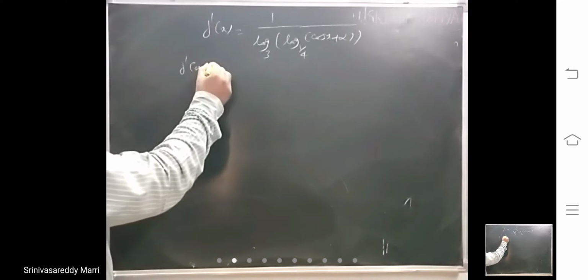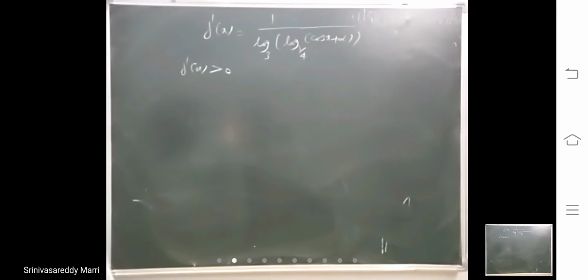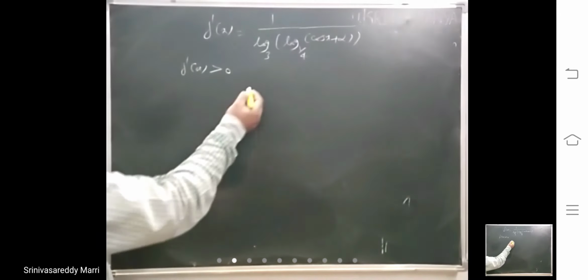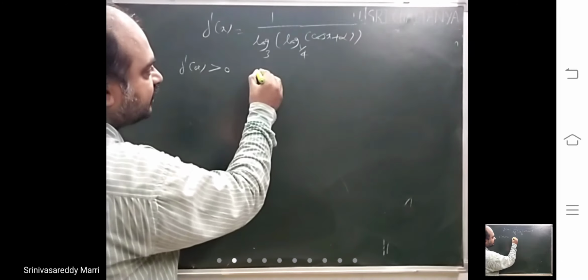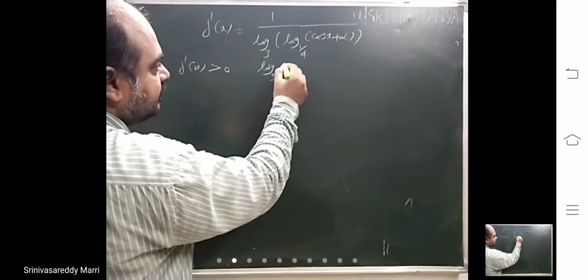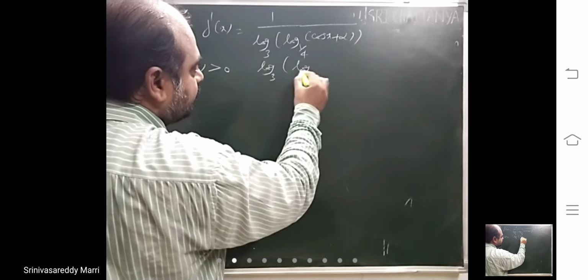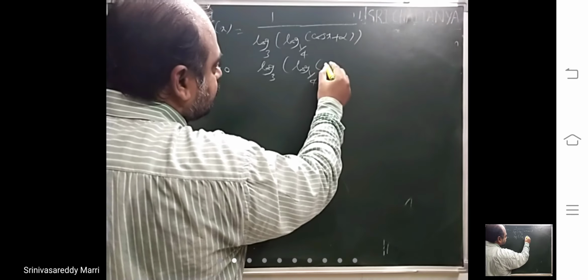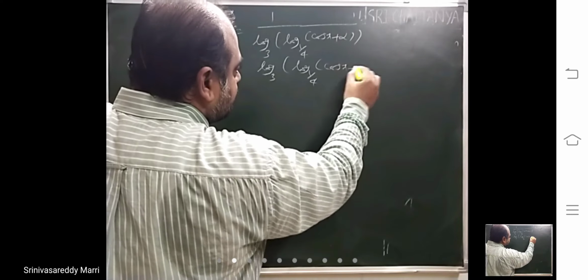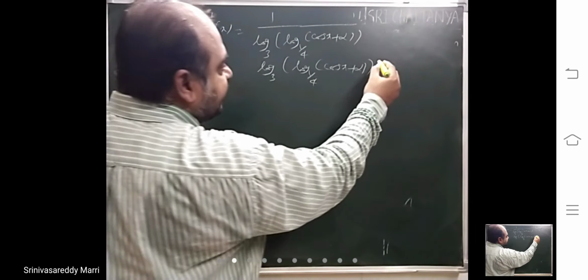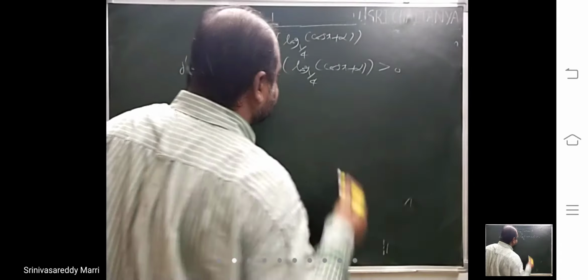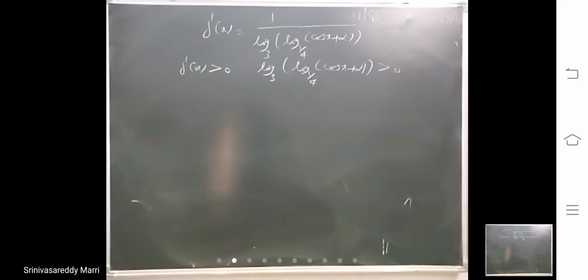Increasing means what? F dash x greater than 0. When this will be greater than 0, now you will get it easily. That's why you are getting it lengthy. This ratio must be greater than 0, which means this must be greater than 0.